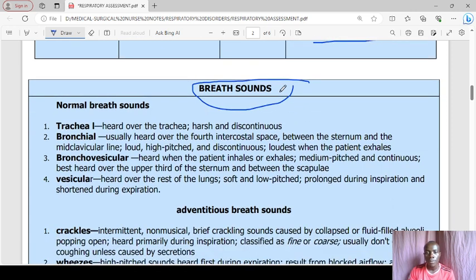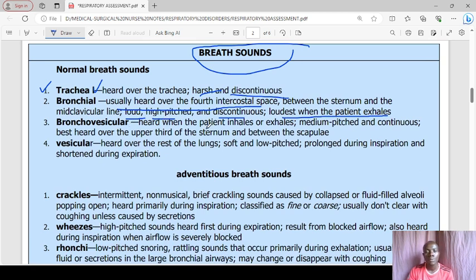What about breath sounds, guys? For breath sounds, we have the normal breath sounds and the abnormal or adventitious sounds. So the normal breath sounds, we have 4. We have tracheal breath sounds, and these tracheal breath sounds are normally heard over the trachea. They are normally harsh and discontinuous. Bronchial sounds are usually heard over the fourth intercostal space between the sternum and the mid-clavicular line. They are loud, high-pitched, discontinuous, and loudest when the patient exhales.